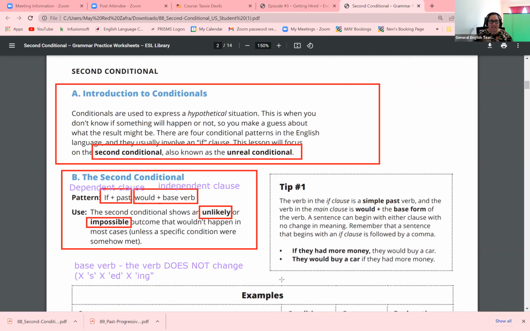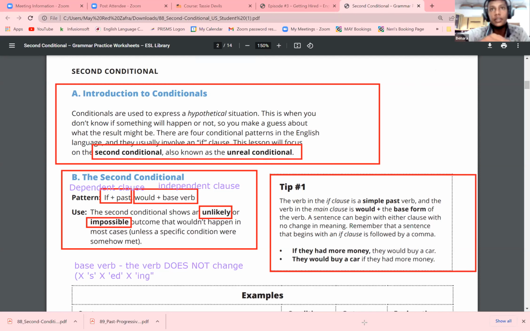Okay, beautiful. So let's have a look at the tips. Can I ask Ben to read the tips for me, please? The verb in the if clause is a simple past verb, and the verb in the main clause is would plus the base form of the verb. A sentence can begin with either clause with no change in meaning. Remember that a sentence that begins with an if clause is followed by a comma.